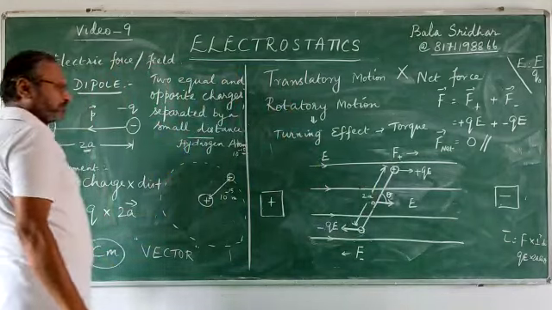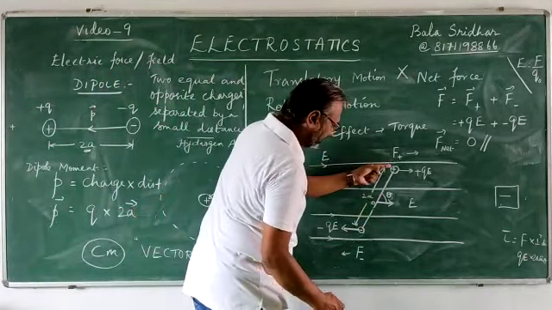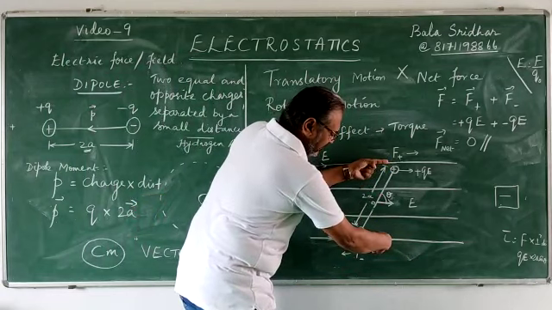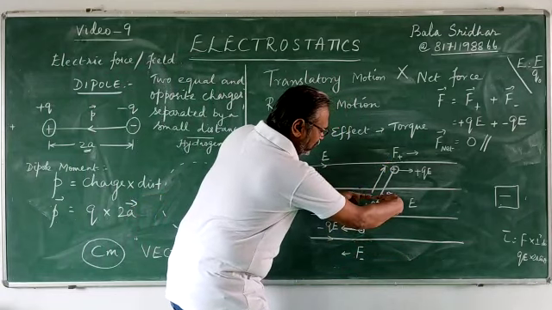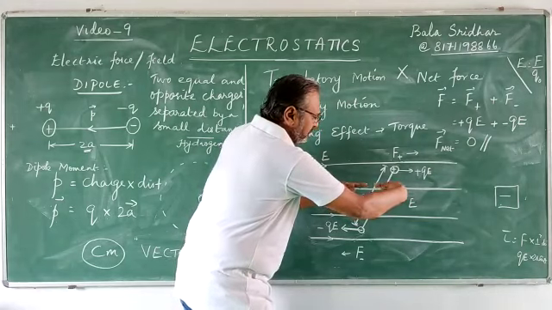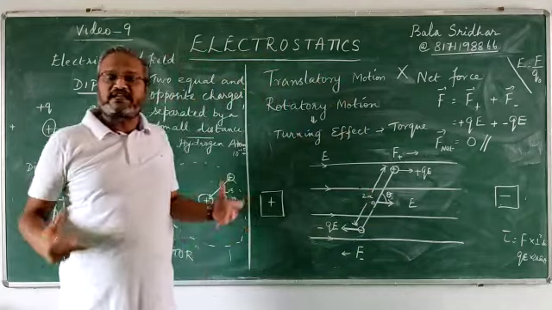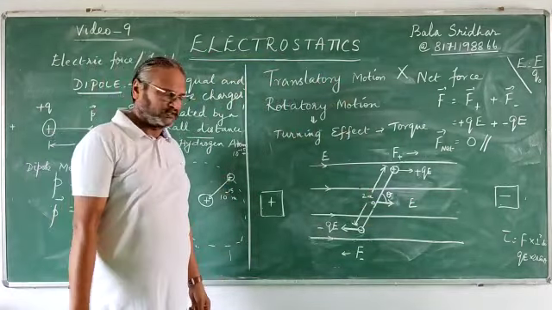The line of action, see the dipole is here, and one force is acting like this, another force is acting like this. If the two forces are in the same line, equal and opposite, then the body will be in equilibrium and there is no translatory motion.